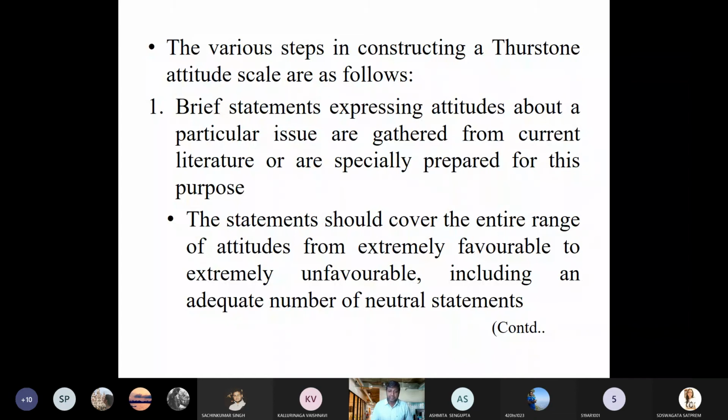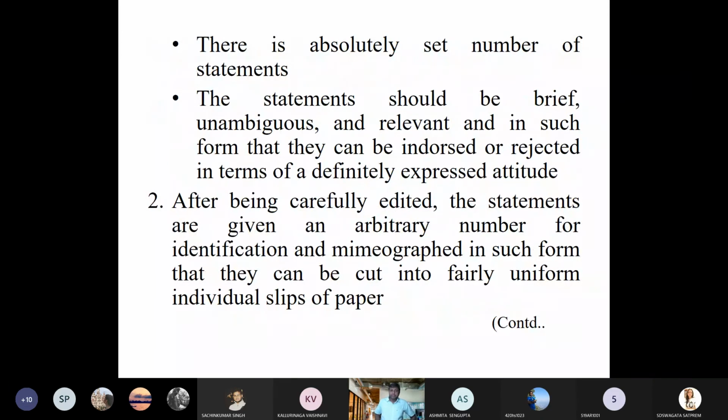The statements should cover the entire range of attitude from extremely favorable to extremely unfavorable, because, as I was telling you in the last scale, your scale should be very balanced, including an adequate number of neutral statements. You should have statements from extremely favorable to extremely unfavorable, and in between there should be lots of neutral statements also. There is an absolutely set number of statements. These statements should be brief, unambiguous, and relevant, and in such a form that they can be endorsed or rejected in terms of a definitely expressed attitude.